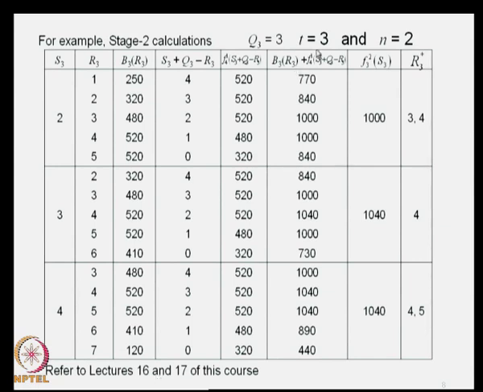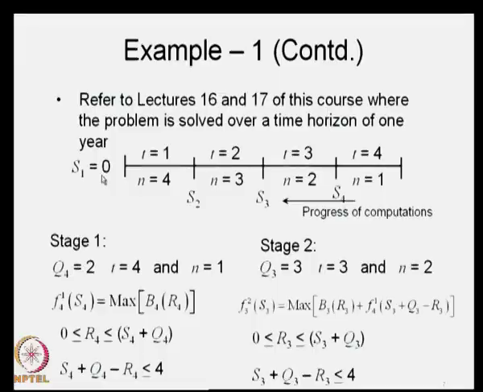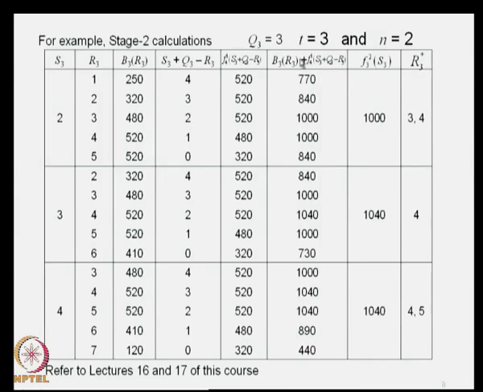Like this you keep on doing until you reach the last stage, which is n is equal to 4, that corresponded to t is equal to 1 in that particular case. And at t is equal to 1 in the example that we solved earlier, your storage was fixed. We said that S1 is equal to 0 for that particular problem. So, when you go to n is equal to 4 in the backward direction, you will start with S1 is equal to 0 and solve it only for S1 is equal to 0.